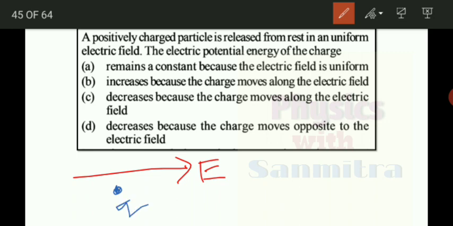What will happen if I release it? Definitely it will move along the electric field due to a force, that is qE, that will be acting on it. Now it is asked about the potential energy. Now what is electric field E? E is minus dV by dx.